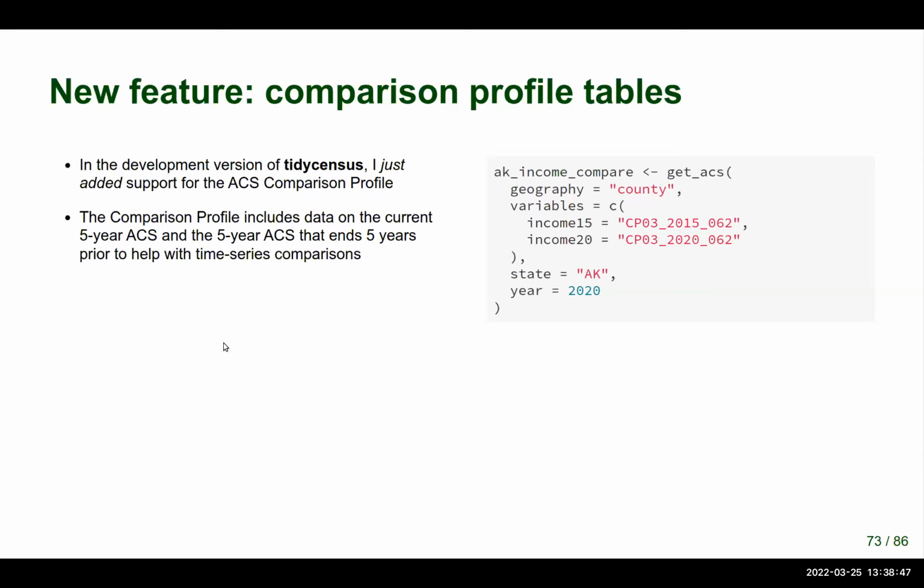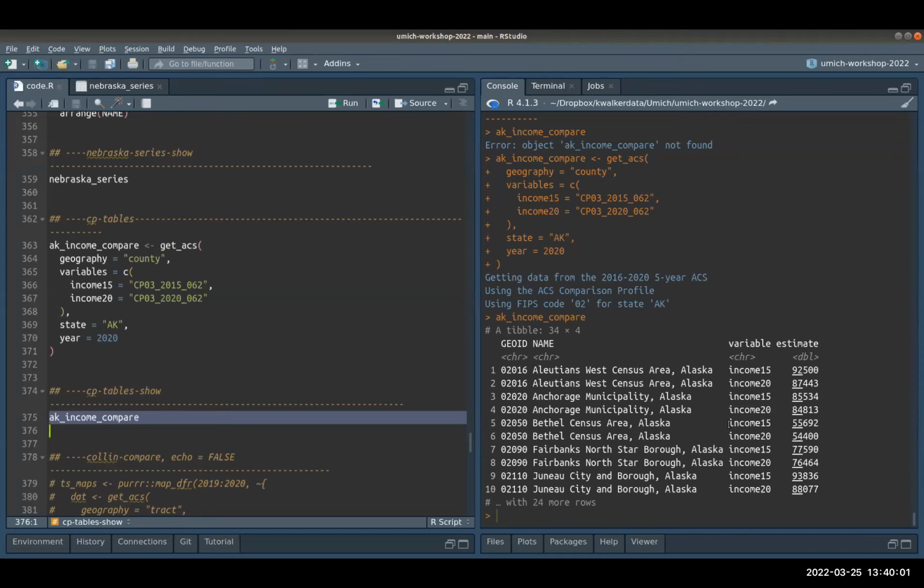I'm comparing inflation-adjusted incomes for counties in Alaska between the 2011 to 2015 ACS and the 2016 to 2020 ACS. So in Aleutians West, adjusting for inflation, we saw income go down. We saw the same thing happen, it looks like, in Juneau. And so I still haven't played around with this feature a ton. I just published it a few days ago, but I'm pretty excited about this as a potential feature for time series work.